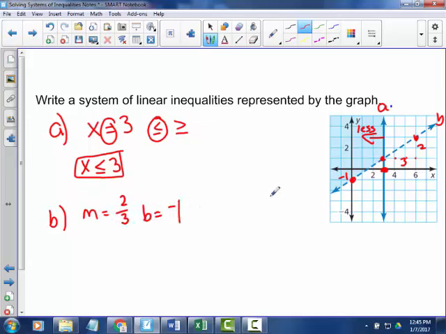And then my inequality, it's dashed. It's got to be less or greater. And then because I am shading above the line, that's where the numbers are greater. Okay. So putting that together, y is greater than 2/3 x minus 1.